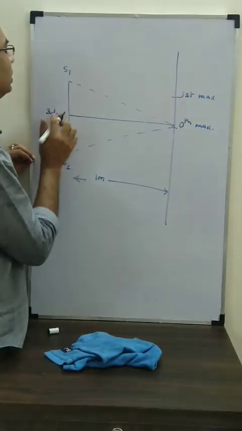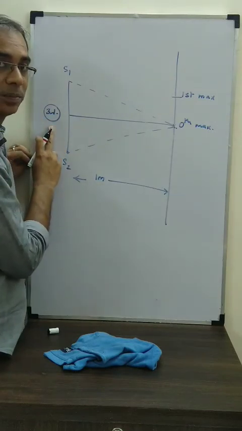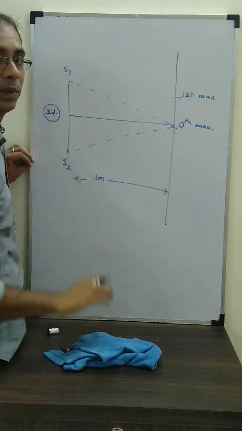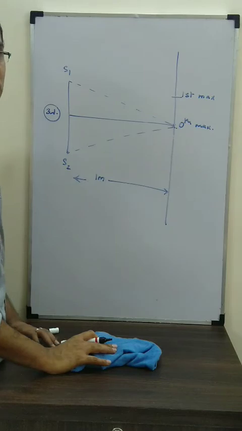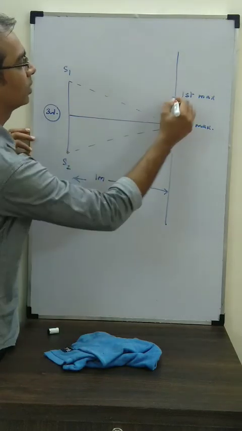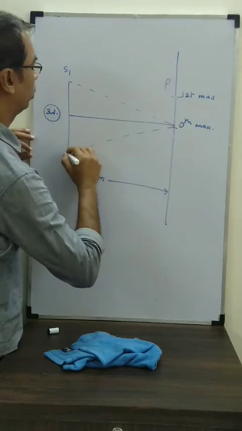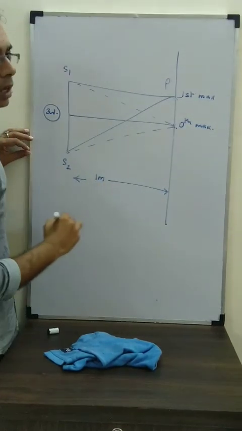Now the question is whether this D is very large as compared to lambda. The answer is no. So can we equate sin theta with tan theta in this case? The answer is no. We can't. Okay. So how to solve this then? See, same way, suppose this is the first maximum's position, let's say it's point P, and if we join this point and this point. Okay.